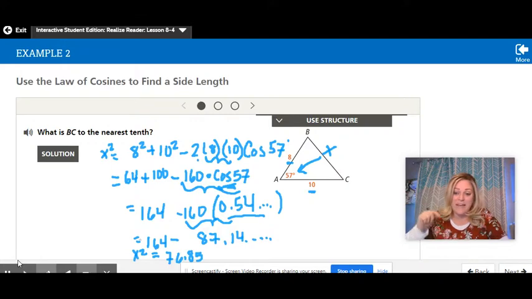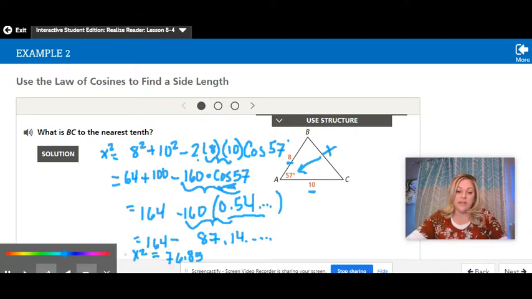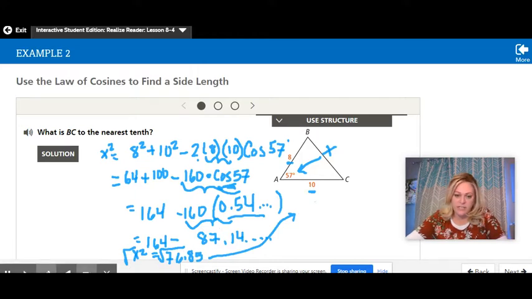I do not want x squared, I want x. So once you have this final result, you have to take the square root of both sides. And when I was just looking, the 76.85, it actually said, if I'm rounding, it's 76.86.